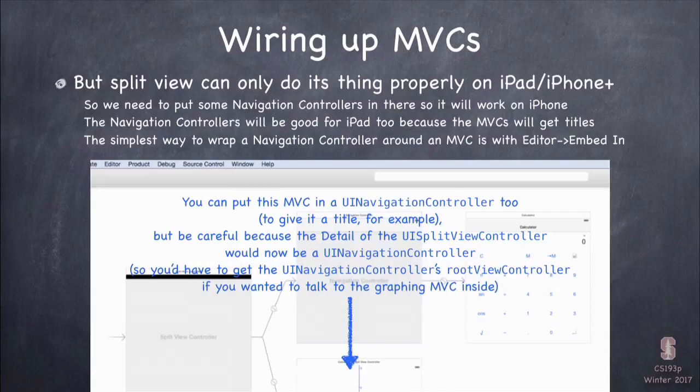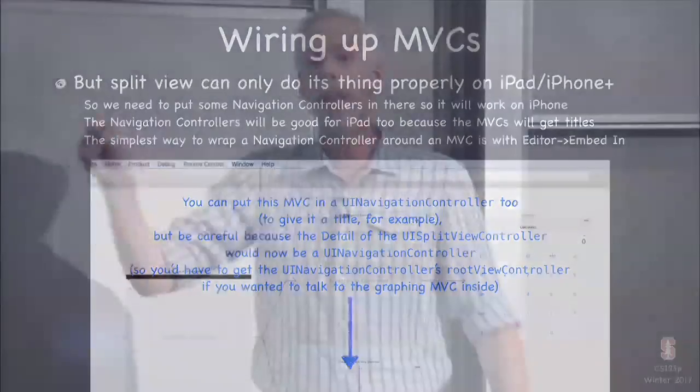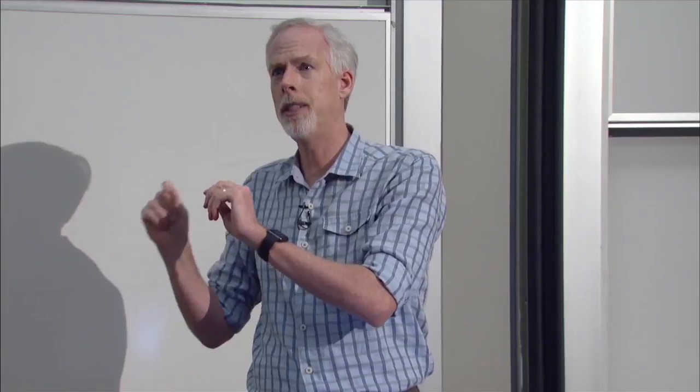The only thing to be careful there, though, is now your detail is not a graph view controller. Your detail is a navigation controller. So if you want to get the graph view controller and tell it what to graph or something like that, you need to get the root view controller of the navigation controller. You see what I'm saying? So it's just a subtle difference, but if you wrap your detail in a navigation controller, the detail has become a navigation controller. It's easy to get to the graph view controller because it's the root view controller of the navigation controller, but still. All right, so that's how you wire up the split views so that it works cross-platform, all devices.